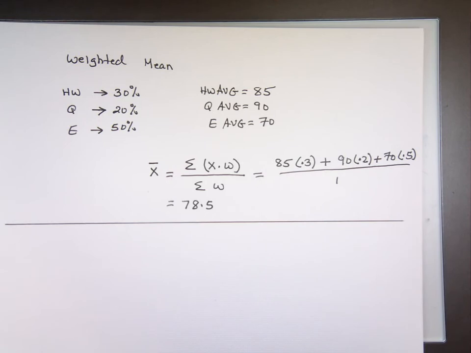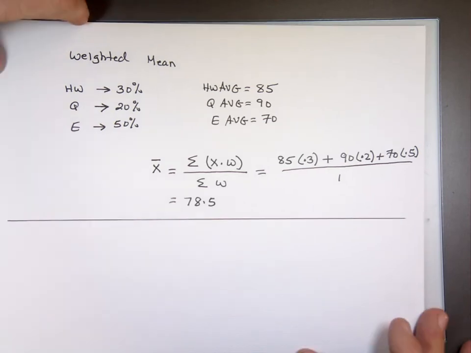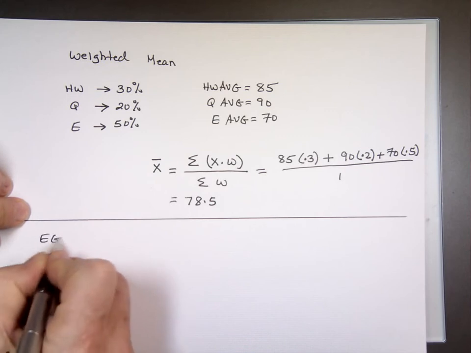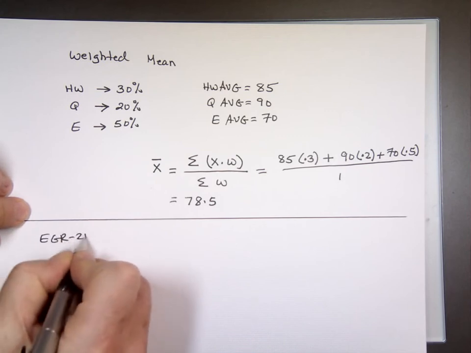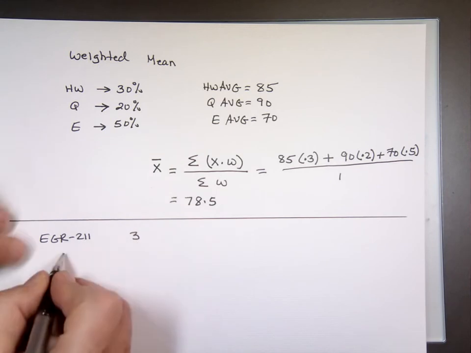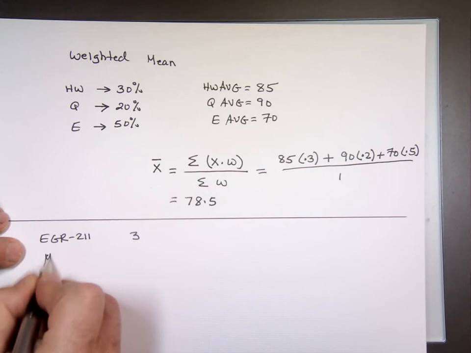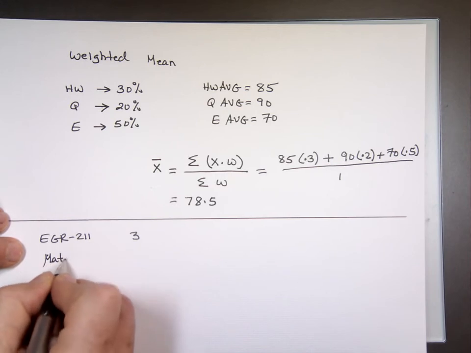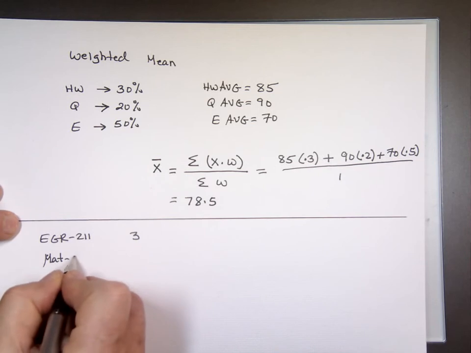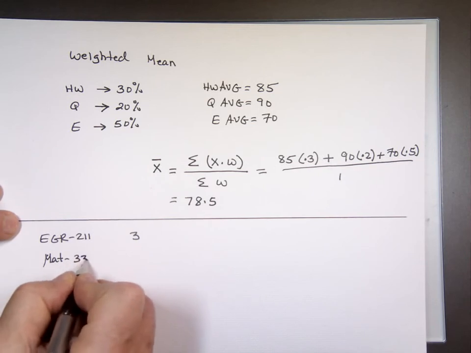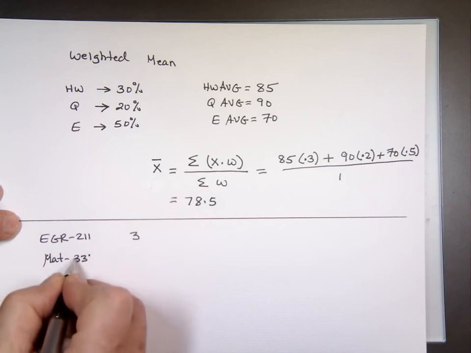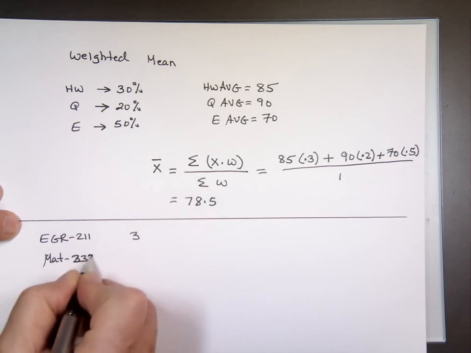Let's say you're taking 4 classes this semester. You're taking EGR 211. That's a 3-credit course. You're taking Calc, Math. Calc which one? 3. Calc 331, I think. Is it 331? 330. I think it's 233. 233. That's 4 credits.